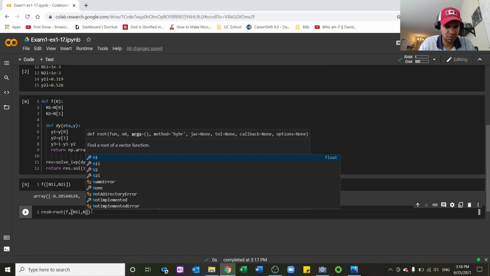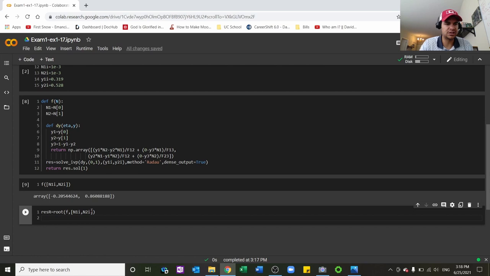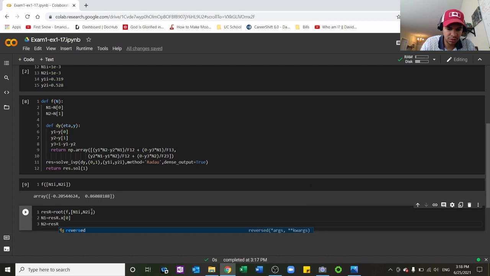So these are our initial guesses, and we're going to use this to solve the initial value problem as the mole fractions go to 0. So we are going to define n1 as equal to res r of x of the first, then n2 is going to be equal to res r x of the second.